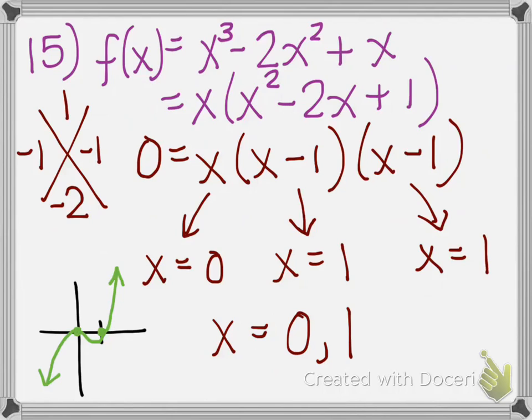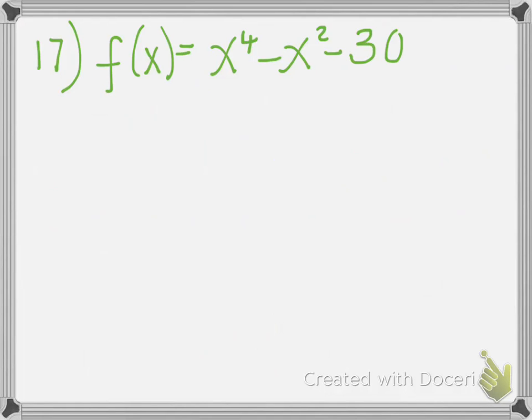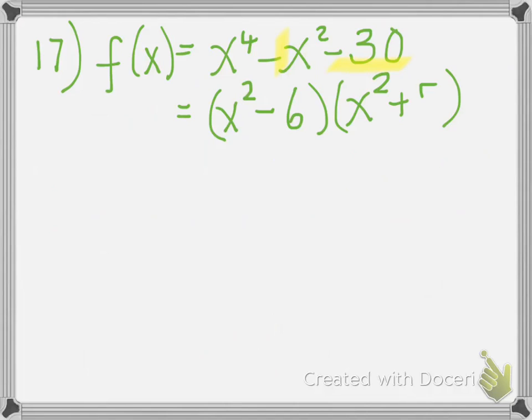So let's just set up number 17. On number 17, now we have a 4th degree, which means I could have up to 4 zeros. I don't know if I will or not, but I'm going to see what happens. So don't be thrown off by the 4th power. Let's just think of this as a quadratic, but instead of an x and an x, we're going to go x squared, x squared. So the only pair of numbers that multiplies to a negative 30 and adds up to a negative 1 is a minus 6 plus 5.